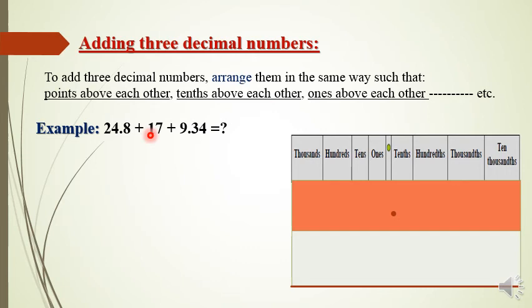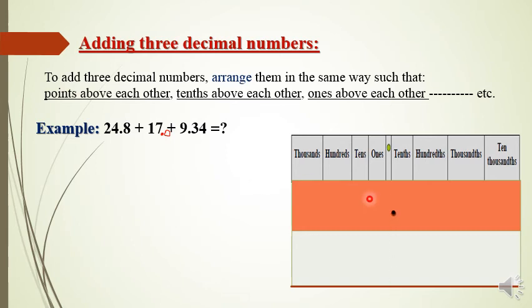Example, add 24.8 plus 17 plus 9.34. Look, here we have a natural number. Don't forget to add a natural number or a whole number with decimal numbers. We have to put a point. We put here .0. Okay, so let's add them.